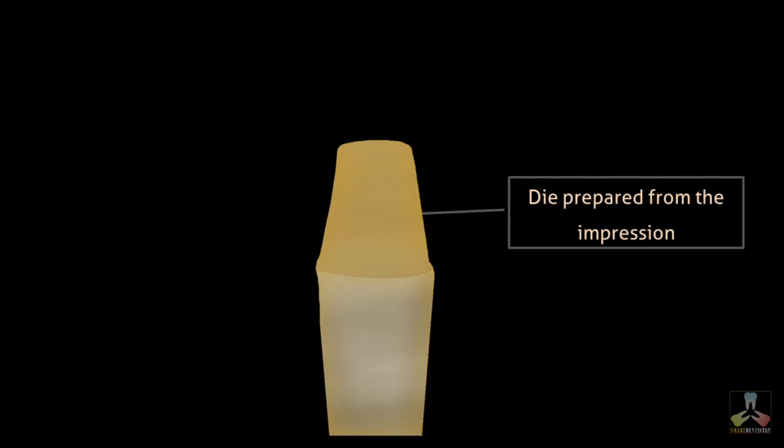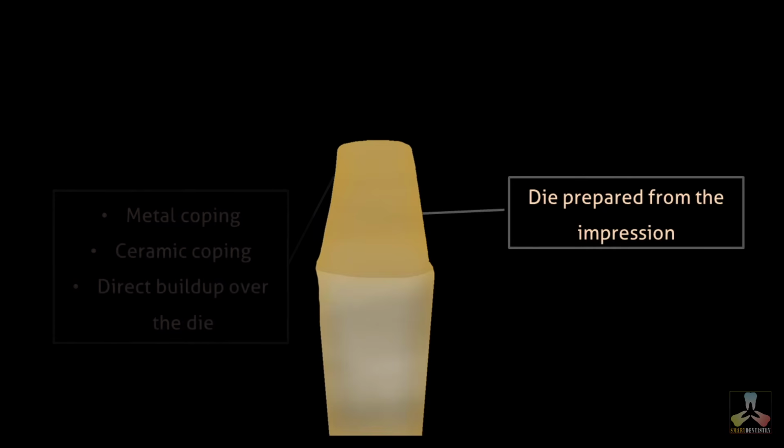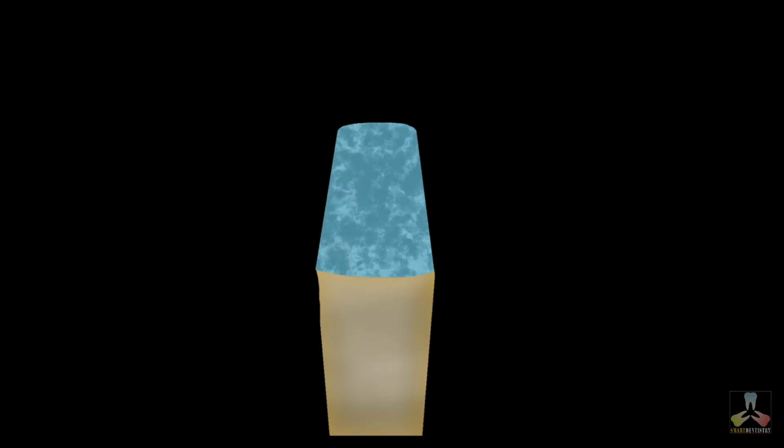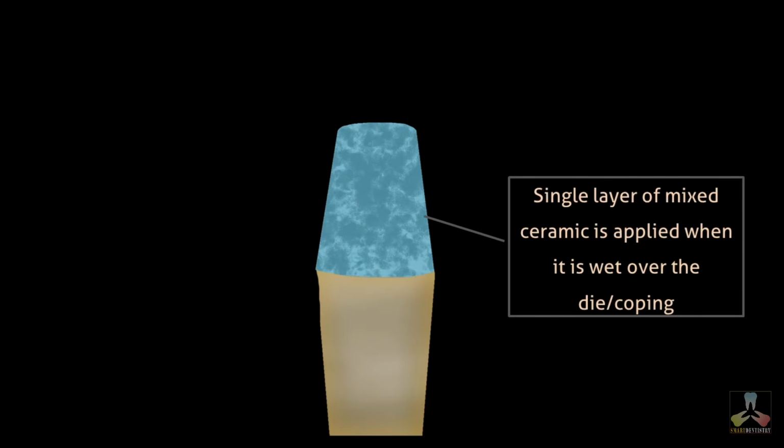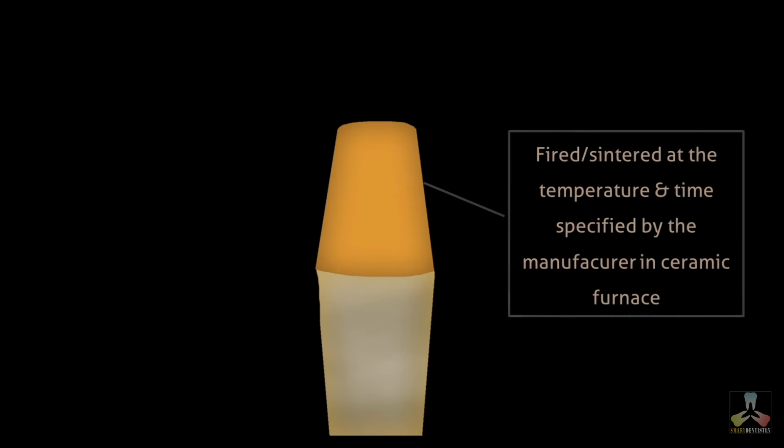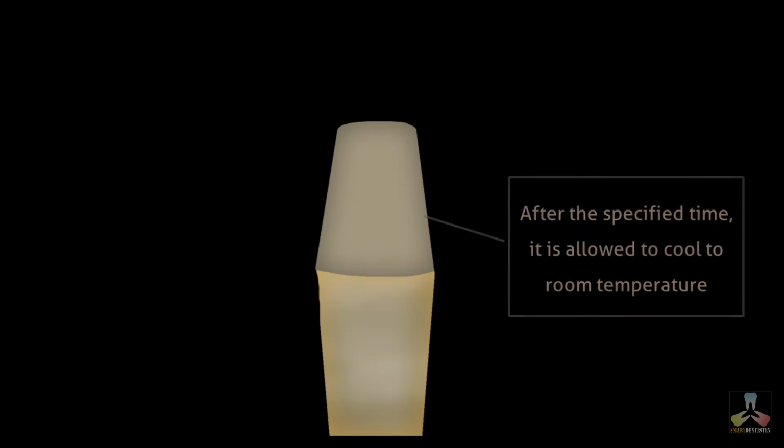The wet mix of ceramic is applied with the ceramic brush as required. All the ceramic powders will have a coloring agent in them. This gives a specific color for the ceramic powder like enamel shade, dentin shade, etc. After completing one layer of buildup, it is fired for a specific time and temperature in a ceramic furnace. The time and temperature vary depending on the material used. After the firing procedure, it is allowed to cool.